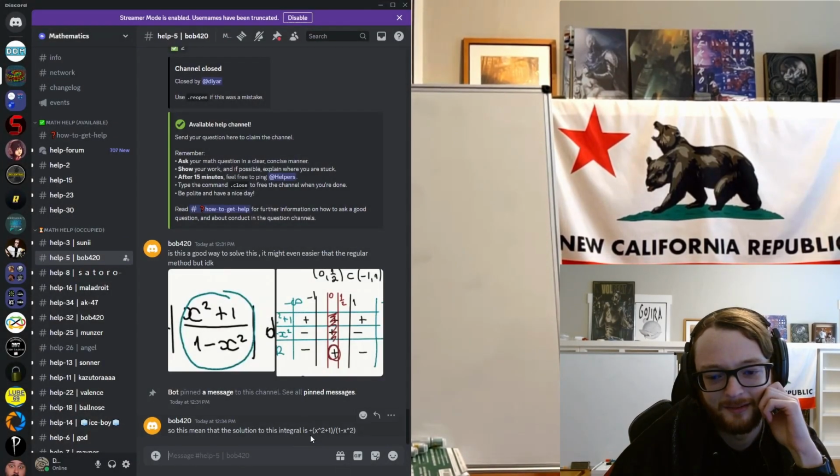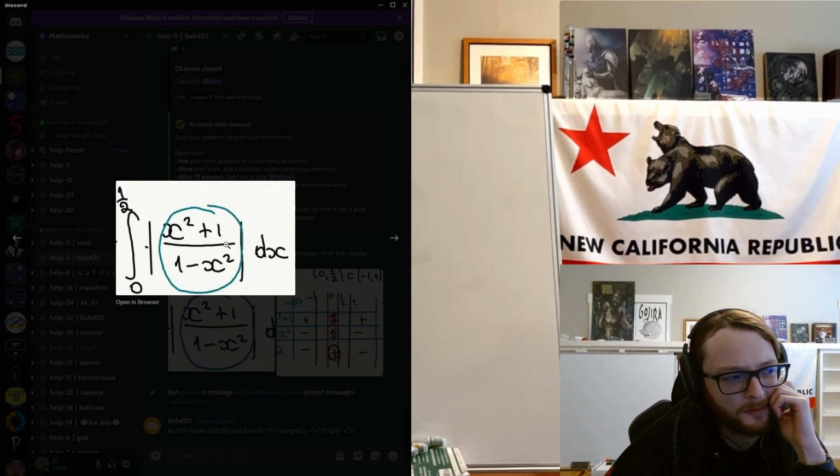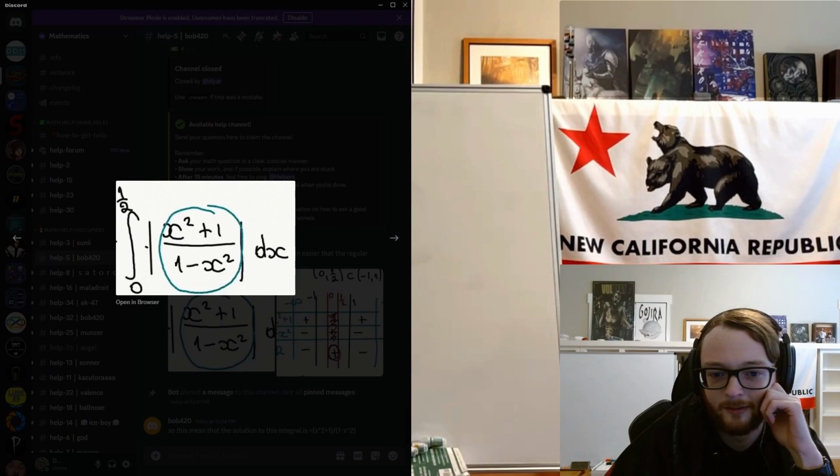Wait. The absolute value bars seem pretty pointless because the function is always positive over 0 to 1/2. I mean, it's always positive in general, isn't it? Well, if x is less than... No, if x is greater than 1.